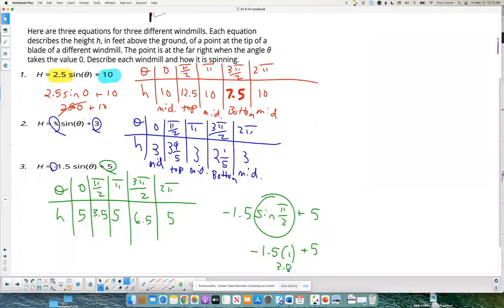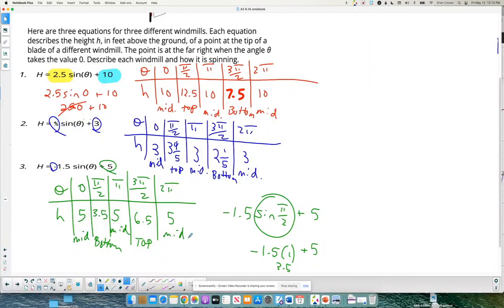And then everything's the same. With the 3 pi over 2, it would just be -1, so then you'd add it. And there you go. So since this is the highest value, that would be the top. This would be the bottom, and these would be in the middle.